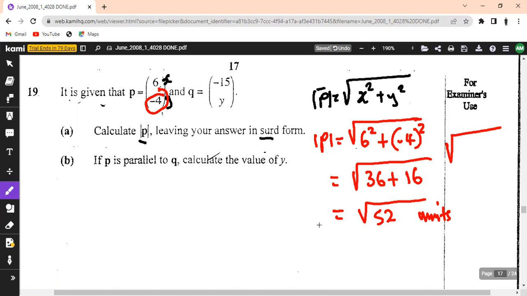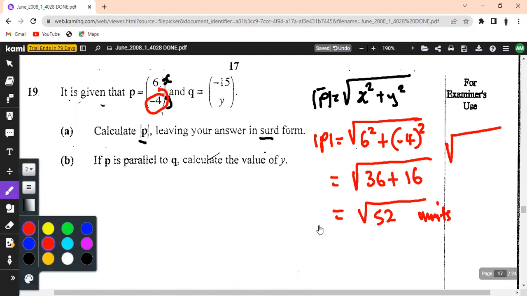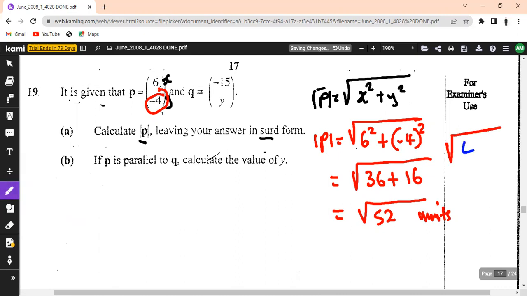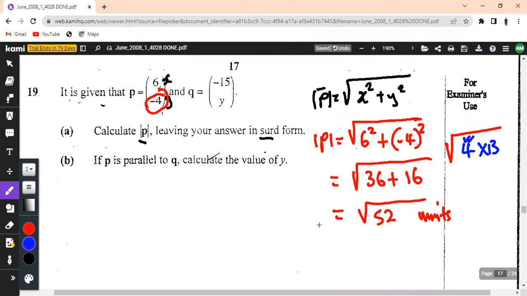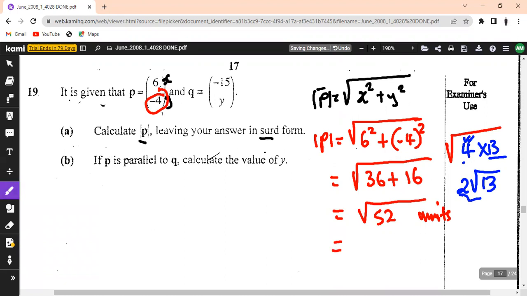Since we know that in 52, we have got these two numbers that we can multiply, it's 4 times 13, if I'm not mistaken. All right, need to be a little bit slow here. So it's 4 times 13, and 4 is the highest perfect square that we can have. So the square root of 4 is 2. The square root of 13, we do not know this one. So it can be simplified to give us 2 square root of 13 in simplest form.